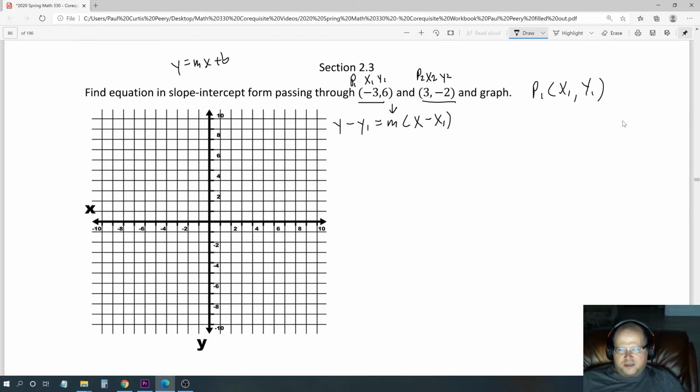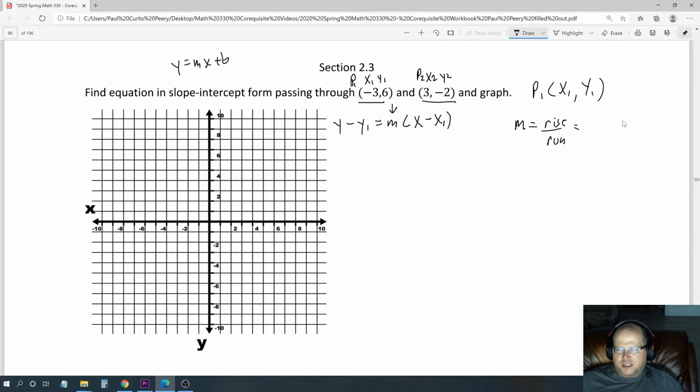That part's good, but we don't have a slope. Luckily, we have an equation for a slope. The slope formula is rise over run. I'll even write that out. So it's rise over run.